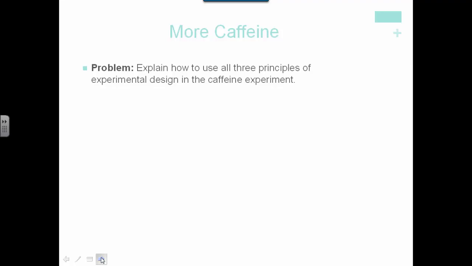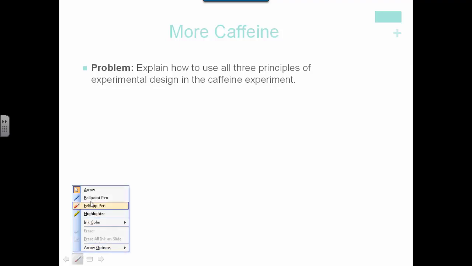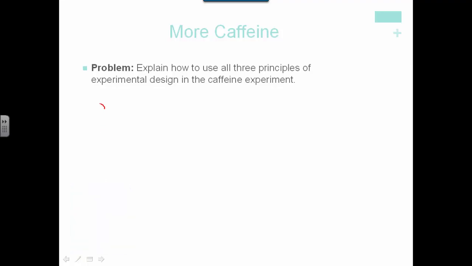Here's our example back with the caffeine example. Explain how to use all three principles of experimental design in the caffeine experiment. I'll just explain how each of these would work. Control, first of all, we'll start with, and I'll go through again and explain. So our first one is control.